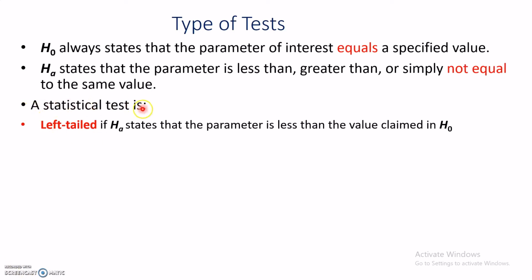A statistical test is, number 1, a left tail test if the alternative hypothesis states that the parameter is less than the value claimed in the null hypothesis. So such a test is called a left tail test, right? If the alternative hypothesis contains a less than symbol, then it's a left tail test. I will explain this further. Let me first complete this one.